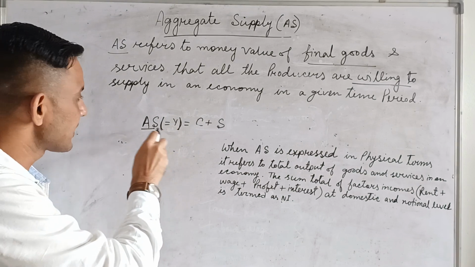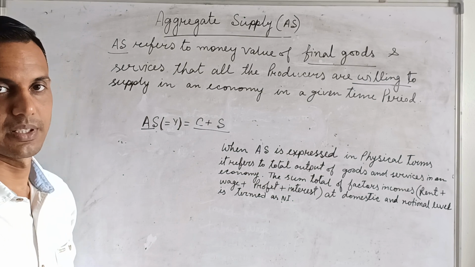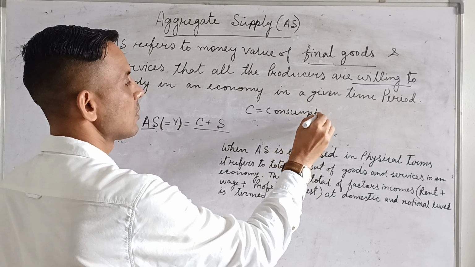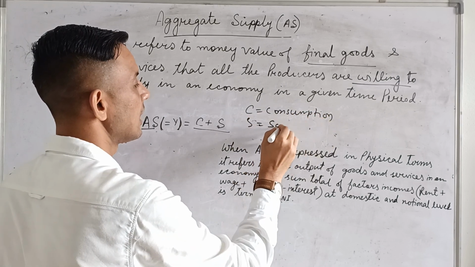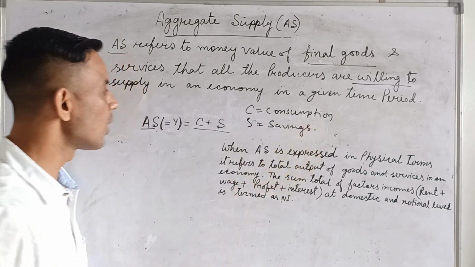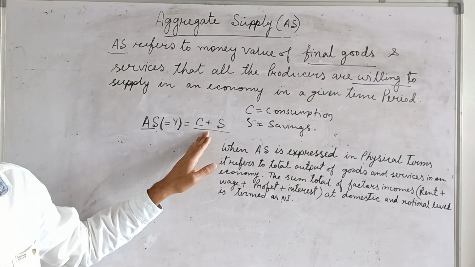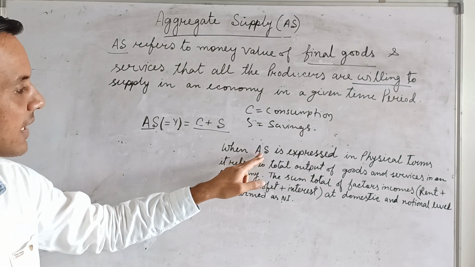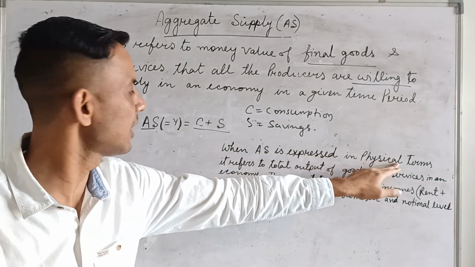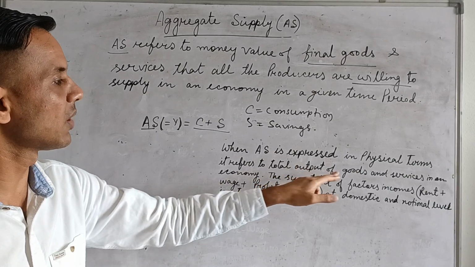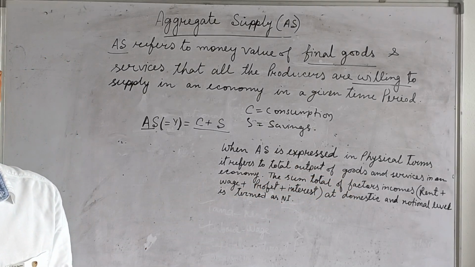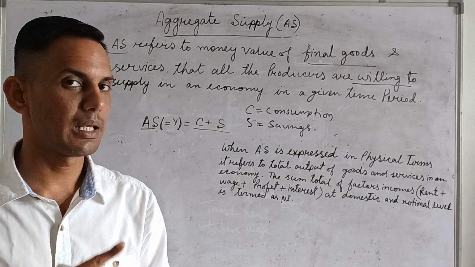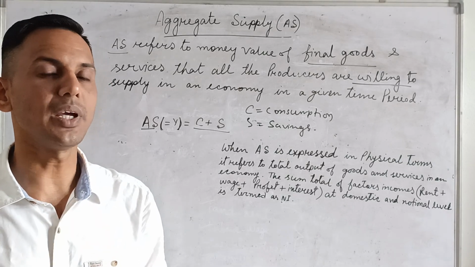First you see, AS is equal to C plus S. C is equal to consumption and S is equal to savings. So there are two components of aggregate supply, consumption and savings. Okay, now you see this one. When aggregate supply is expressed in physical terms, it refers to the total output of goods and services in an economy. So already we know there are how many factors of production? Four. Land, labor, capital and organizer, you can say entrepreneur also.